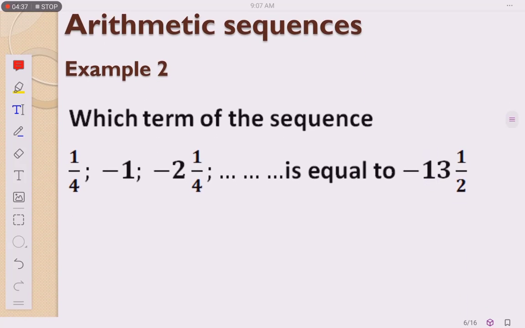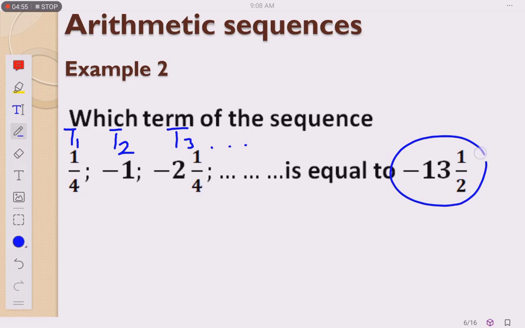Okay, so this is my second question. This question, I can do the same. This is my T1, this is my T2, T3, and so on. And we are asked which term of the sequence is equal to this number. So we want to find the n. In this case, we want to find our n. Okay. Now we do the same.